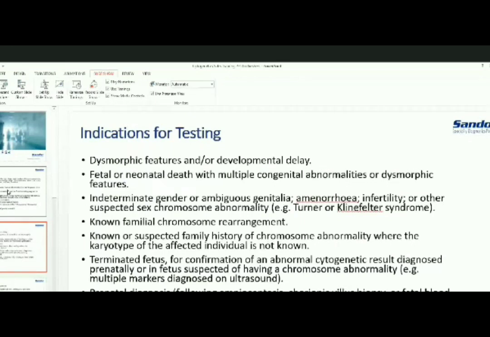Developmental delay, as I told very clearly, neonatal deaths, multiple congenital anomalies, and amenorrhea in female cases at the age of 12 to 14. If they don't have any cycles, again there will be a problem. And sometimes PCOD will also occur in a female. Familial chromosomal rearrangements will also be present in parental segregations. And the family history is also sometimes important.